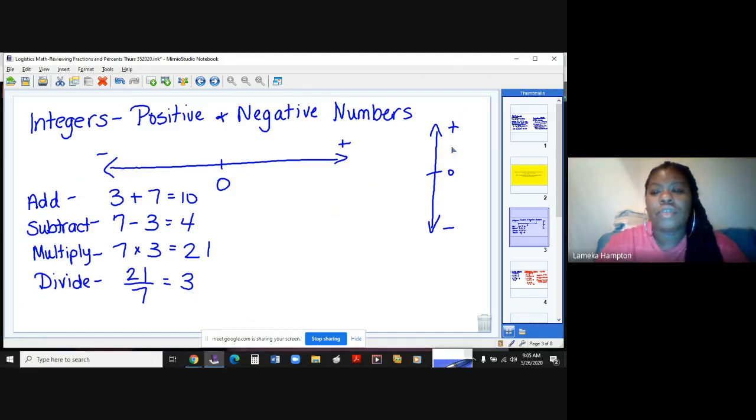Now, this number line over here is a vertical number line. The reason why it is vertical is because it is going up, down, up, down. All right. So any number above zero is positive. Any number that's below zero is negative. Now, I do want to say this.